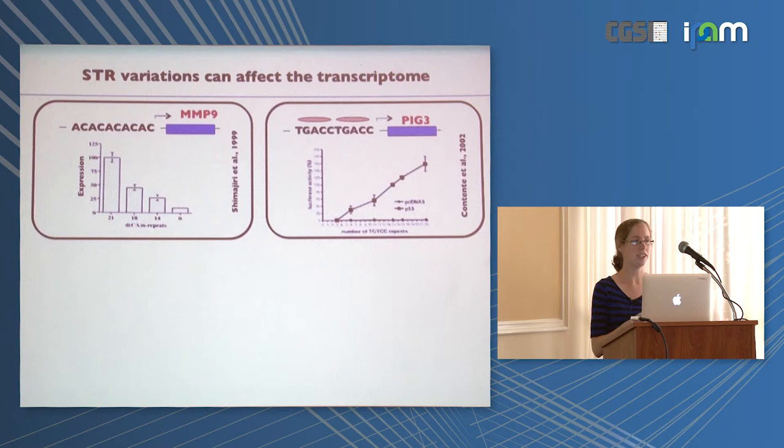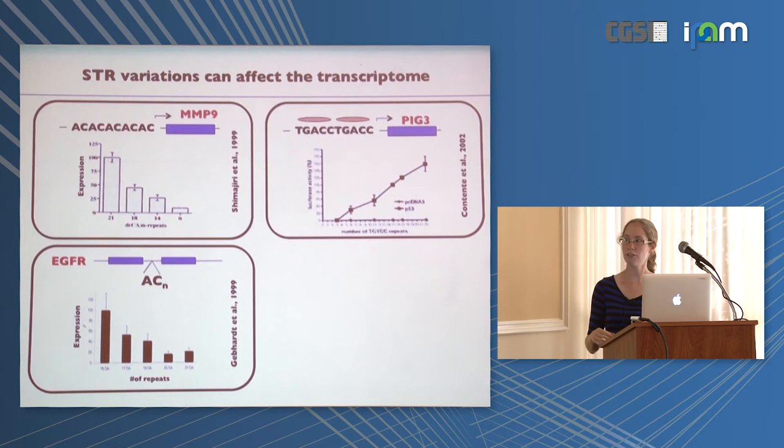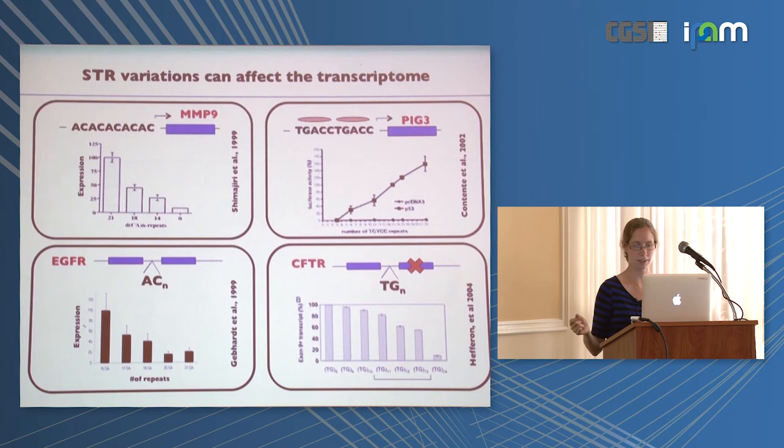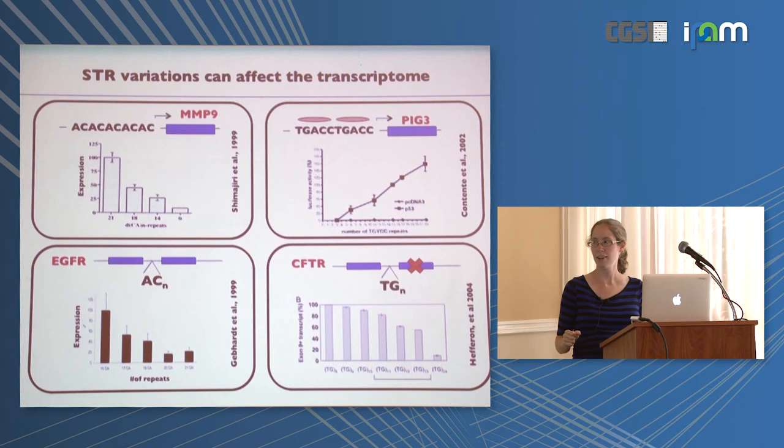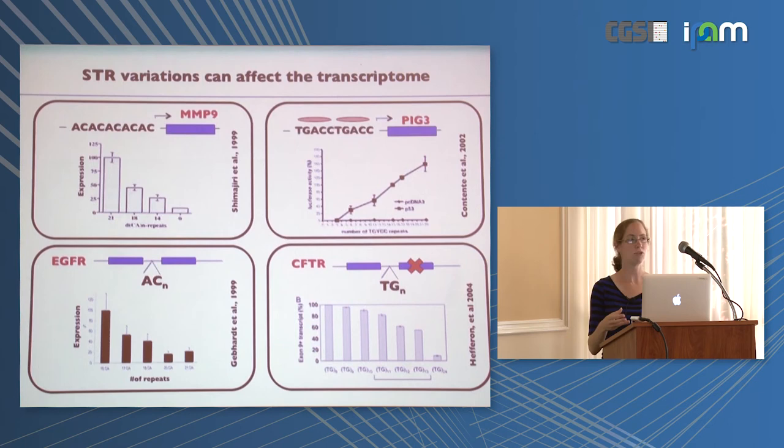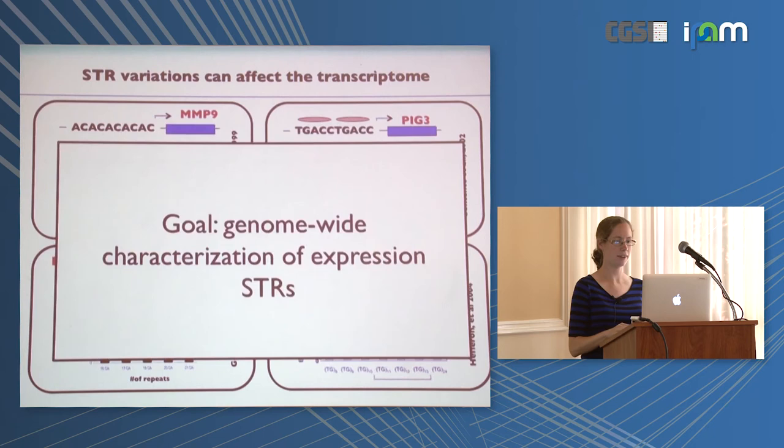But they're not always in promoters. Sometimes they can be in introns of genes. So here's an example, EGFR, where you have an AC dinucleotide in the intron of a gene associated with gene expression. You can also get cases where the number of repeats is associated with splicing. So there are several dozen of these single gene studies by which we know that varying the length of an STR can affect gene expression or splicing. Our goal is really, now that we have these resources to do this on a bigger scale, can we characterize the effect of STRs on expression on a genome-wide scale?